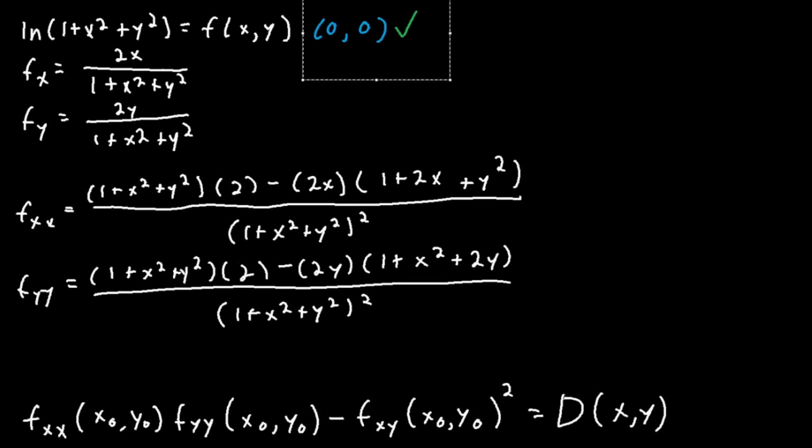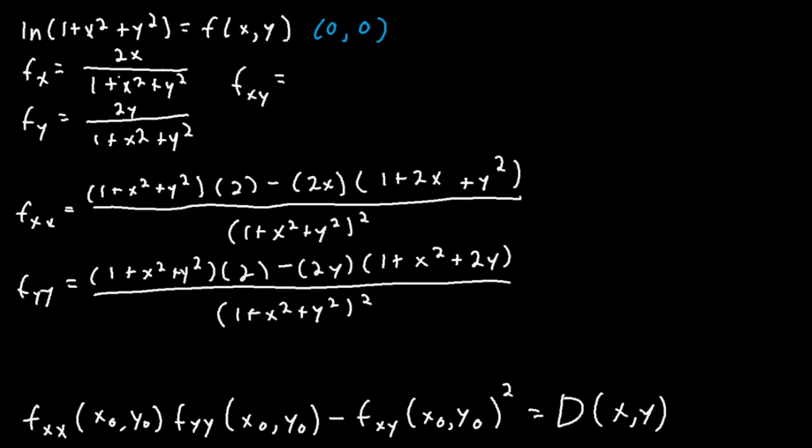And let's go ahead and find the xy partial as well. So the xy partial is a little easier to do. Let's look at the x partial. The x partial is 2x over 1 plus x squared plus y squared.